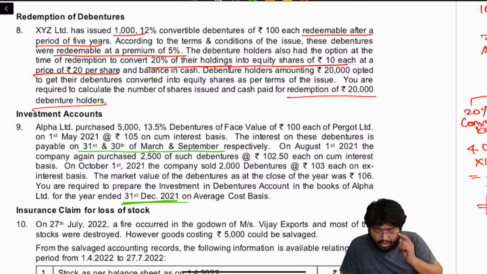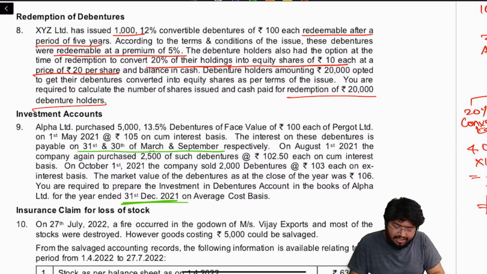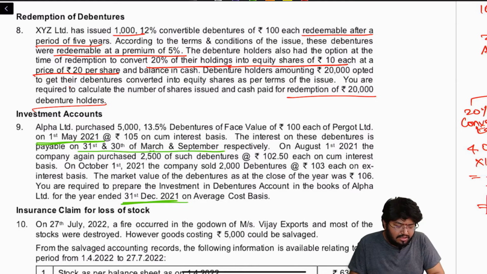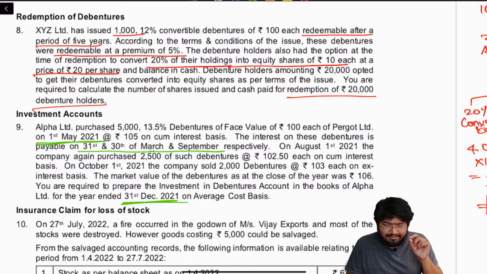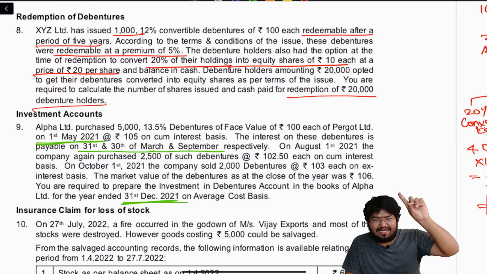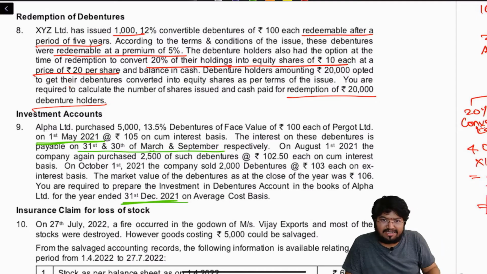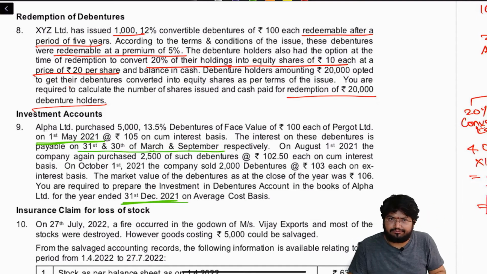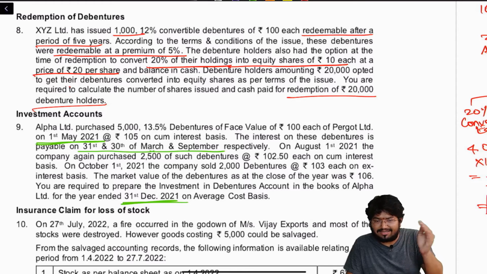Now what is he saying? Alpha Limited purchased 5,000 13.5% debentures of face value 100 each on 1st May 21. Now that means on 1st May 21, if you are buying, on 1st January 21 you don't have these investments at all. So that concept of interest accrued but not received will not come. Okay, so that is clear.